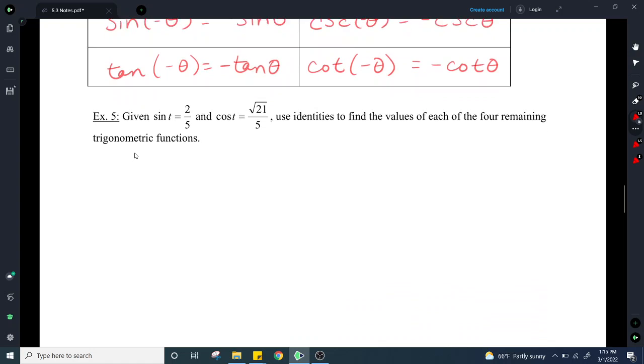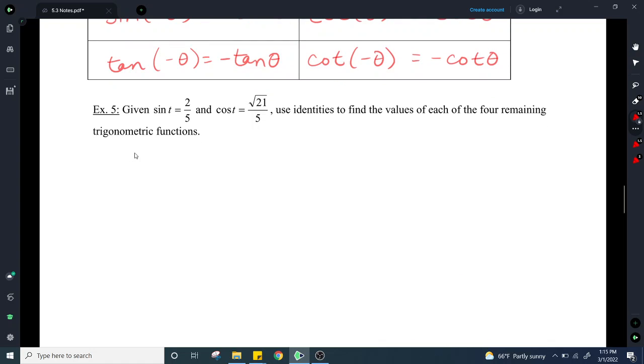All right, so example 5. It says, given that sine of t is equal to 2/5 and cosine of t equals the square root of 21 over 5, use the identities above to find the values of each of the 4 remaining trig functions. Now, I want you to notice, we don't know what t is. T is the angle, so you always have to have sine of an angle or cosine of an angle, right? That angle has to be in there, whether you call it t or theta or x, it doesn't really matter.